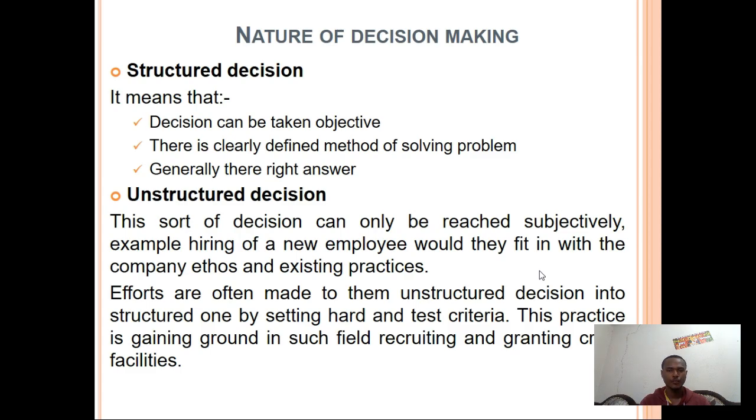Nature of decision making. A decision can be structured or unstructured, and it also can be semi-structured. A structured decision can be taken objectively, there is a clearly defined method of solving the problem, and generally there is a right answer for the question.